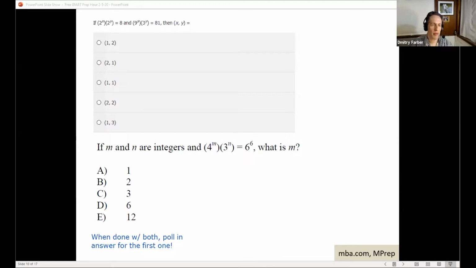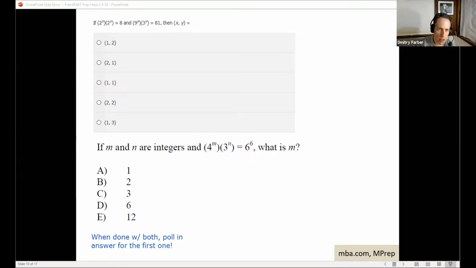Okay, even if you're not done with the second one, go ahead and pull in your answer for the first one. Just see how we're doing on this. So good, I'm seeing some good answers here. One thing we want to be able to do is just recognize how to combine the left-hand side, but we want to make it fit with the right-hand side.